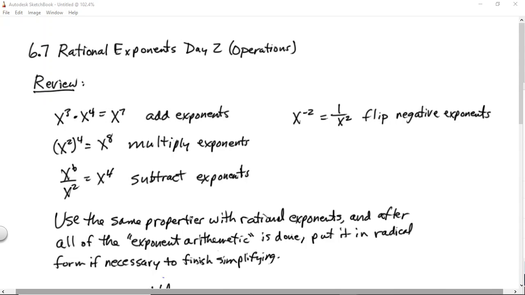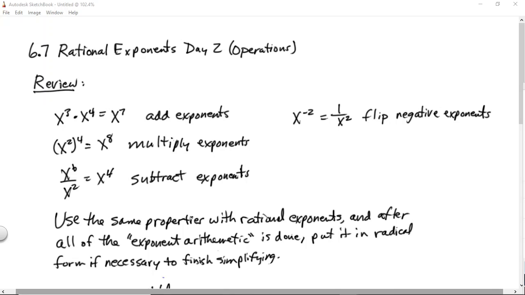Hello, algebra students. Today we're looking at rational exponents day 2, and we're going to be doing operations using rational exponents. Remember, rational exponents are fractions. The exponents are going to be fractions. And remember also, we will be putting them in radical form as the last step, so you'll continue to get practice using square roots and other radicals.